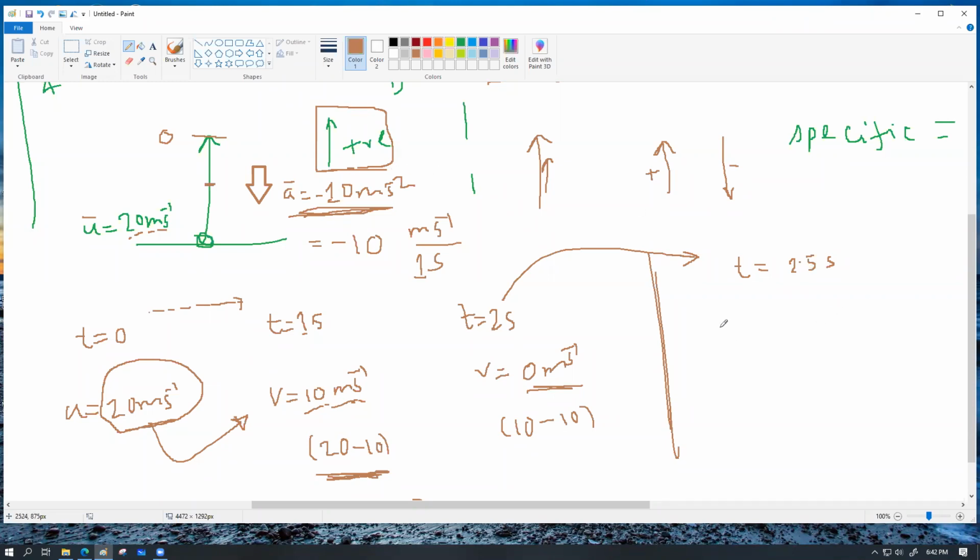So what should be your final velocity at this point? This should be the initial velocity from this point, which is 0, plus 5 meters per second. So how much do you get? You get 5 meters per second. So after 2.5 seconds from the very beginning of time count, which was the instance of throwing the object vertically upwards, the velocity of the object would be 5 meters per second downwards.